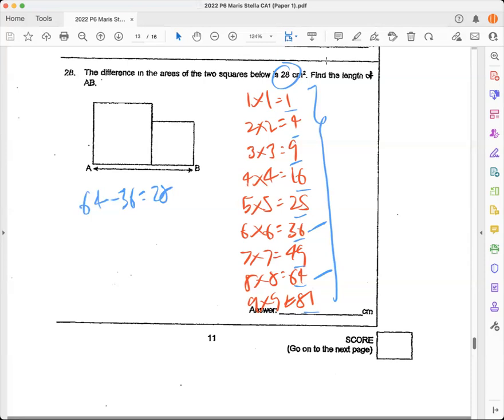So the answer: 64 minus 36 is equal to 28, which means this is 8 times 8, and this is 6 times 6. So this is 8 and this is 6. So the length of AB will be 8 plus 6, which is 14.